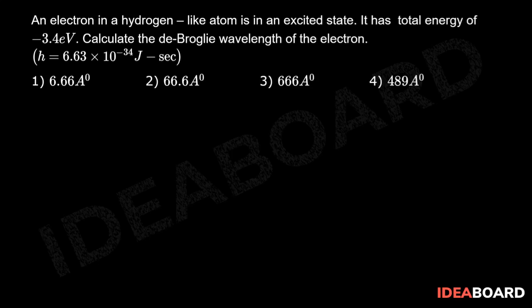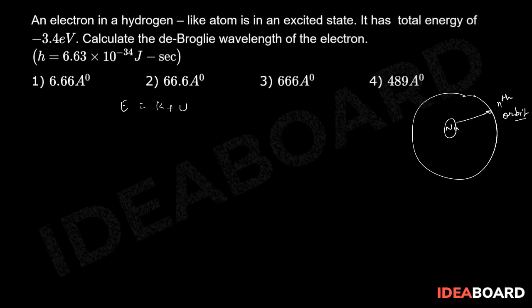So suppose that there is a hydrogen-like atom which has a nucleus like this, and surrounding it there are orbits. Suppose this is the nth orbit, or any excited state. Basically it has a certain amount of energy, which is given by E is equal to kinetic energy plus potential energy, and which is given in the question as 3.4 electron volts, right?